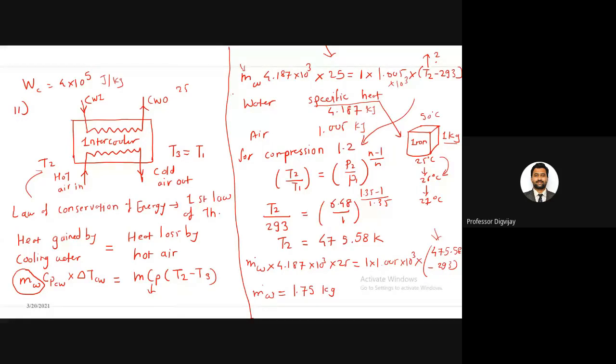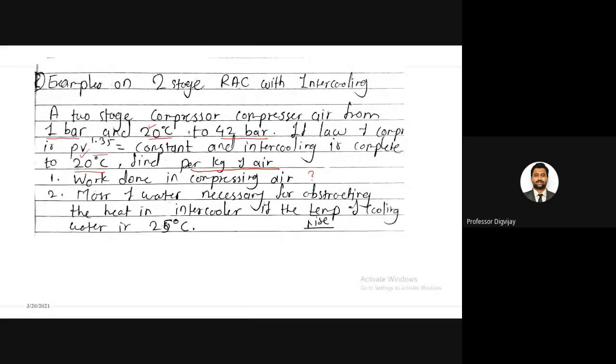Okay, so I will quickly recap this numerical and we'll see if we can solve one more numerical or not. So there was the two-stage compressor. Inlet pressure was 1 bar and we have to deliver up to 42 bar. Then they have given the inlet temperatures, then they have given the index for compression. It was asked to calculate work done in compressing the air and the mass of water necessary for absorbing the heat in the intercooler.